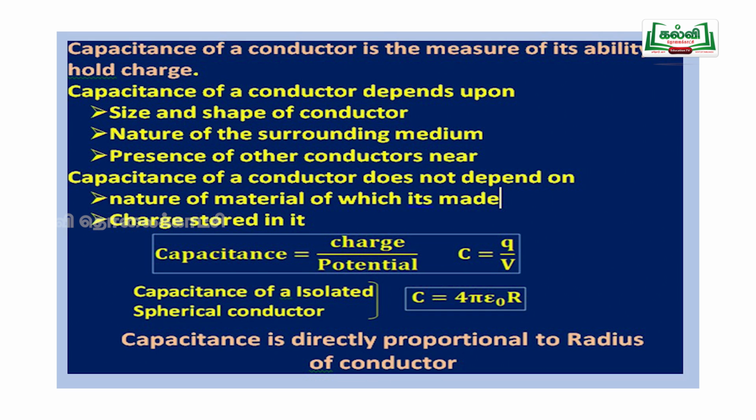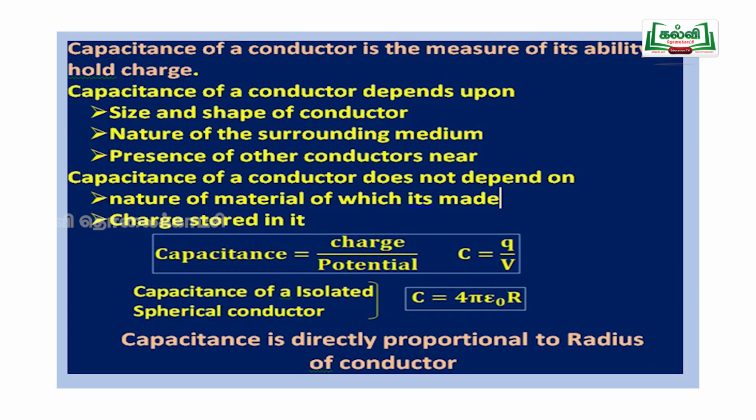Okay, children. The capacitance of a conductor depends upon the size and the shape of the conductor. Second, it depends upon the nature of the surrounding medium. And third, it depends upon the presence of other conductors near it. In questions they will ask, will the capacitance of a conductor depend upon the nature of material used? Definitely, capacitance of a conductor does not depend upon the nature of material used, and also it does not depend upon the charge, and it does not depend on the potential developed across it.